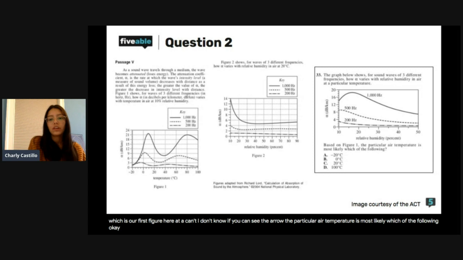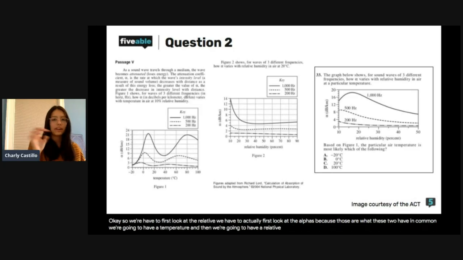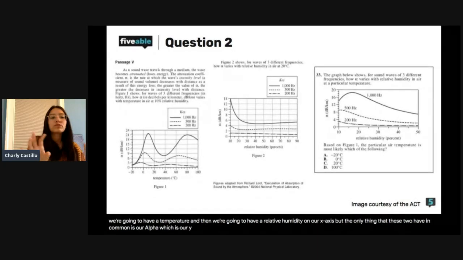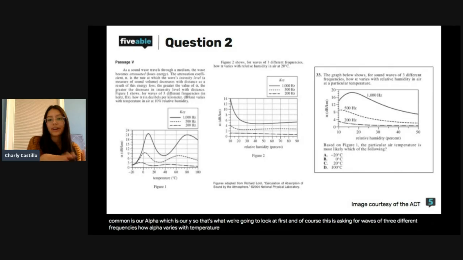Okay. So we have to first look at the alphas because those are what these two have in common. We're going to have a temperature and then we're going to have a relative humidity on our x-axis. But the only thing that these two have in common is our alpha, which is our y. So that's what we're going to look at first. And of course, this is asking for waves of 3 different frequencies, how alpha varies with temperature, at a 10% relative humidity. So by that, the answer should be B. Your answer should be 0 degrees Celsius.